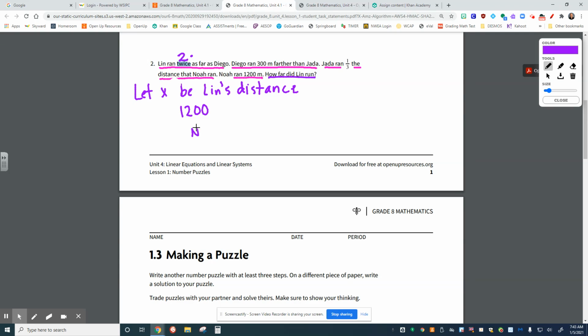What if we talk about Jada's distance next? Well, Jada's distance was 1/3 of Noah's distance. Okay. And Diego ran 300 meters farther than Jada, so 1/3 of 1,200. This is Jada's distance, but Diego ran 300 meters farther than that. By getting to each of these different people, we still don't know how far Lynn ran, but we do know exactly how far each of these people ran.